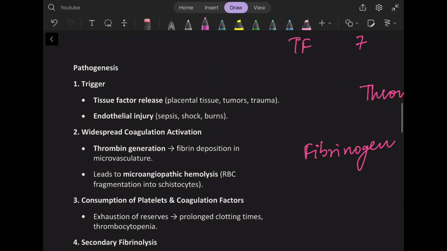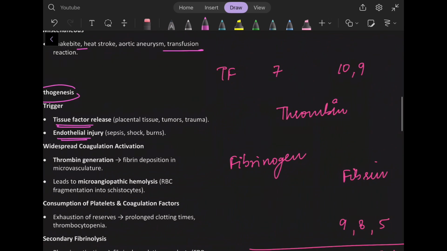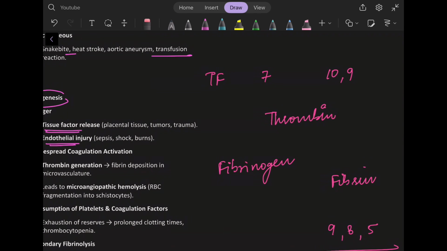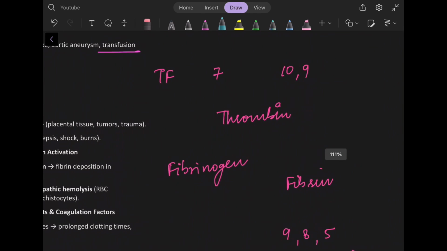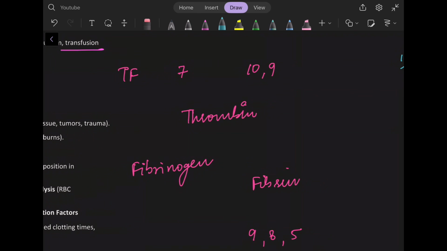Let's go to the pathogenesis part step by step. First, we'll discuss the trigger. So there are two triggers, namely tissue factor and endothelial injury. So let's discuss the tissue factor part. When tissue factor is released, it combines with factor 7, which activates factor 10 and 9. This leads to thrombin generation.